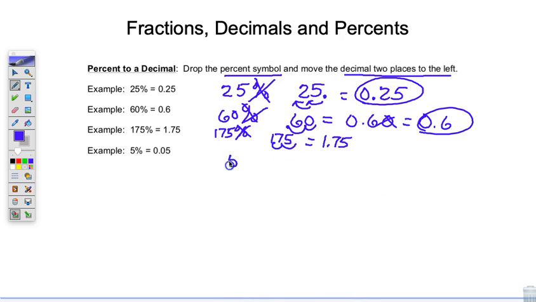In the last one, when we have 5%, drop the percent symbol. When you move it back, you are going to need a placeholder again. So this is going to be equal to 0.05.